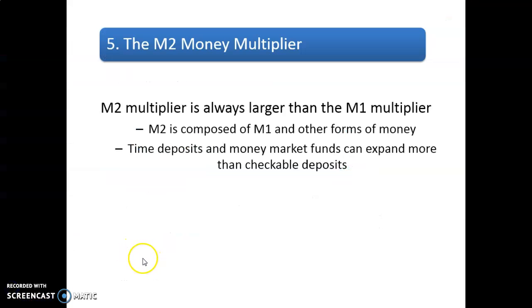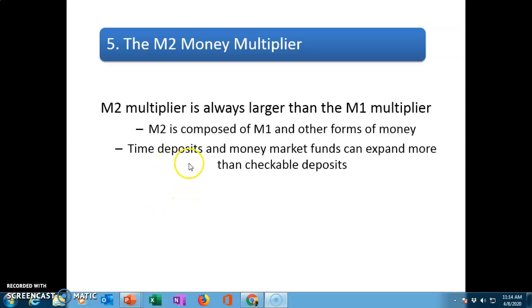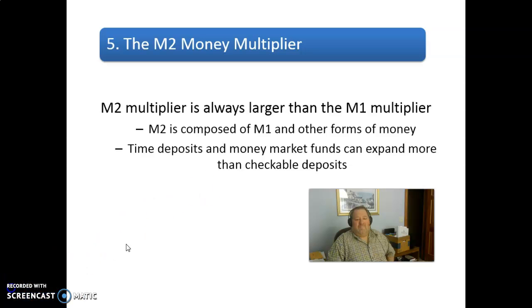From our reading and prior study, we know that the M1 money supply consists of currency in circulation plus checkable deposits. M2 is composed of M1 plus time deposits and money market funds. So M2 multiplier is always larger than the M1 multiplier.